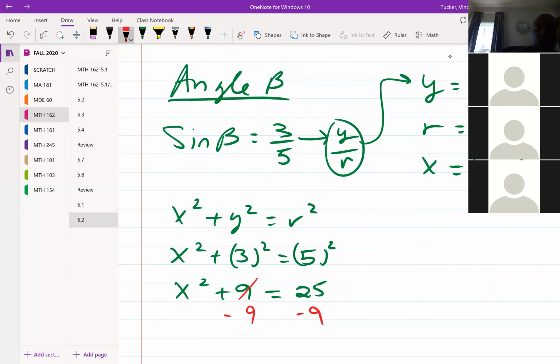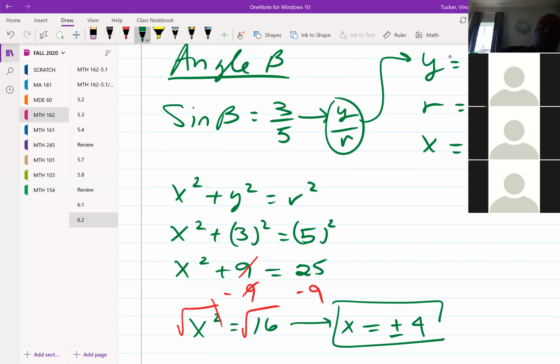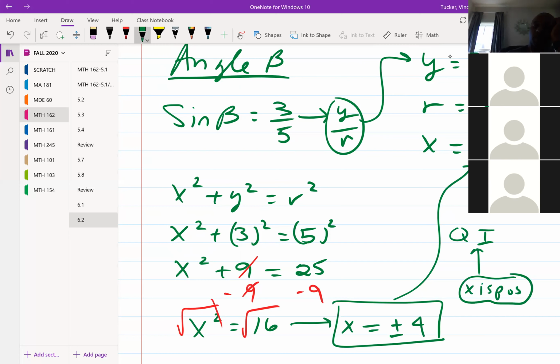Subtract 9. X squared equals 16. Square root. X is equal to plus or minus 4. But we are in quadrant one, I believe. X is positive, so we will use the positive 4.